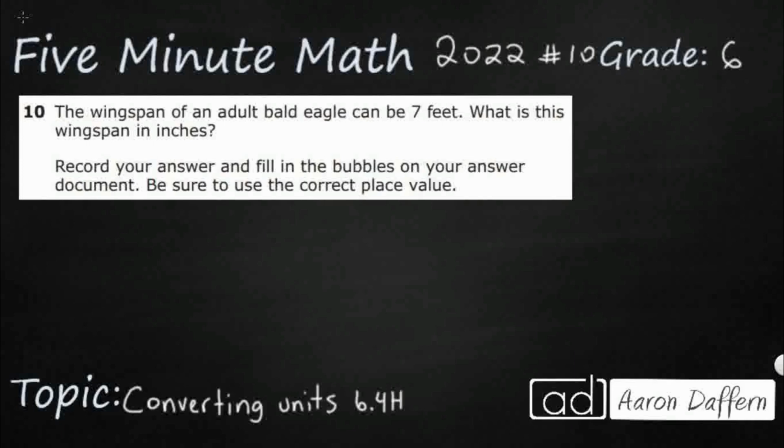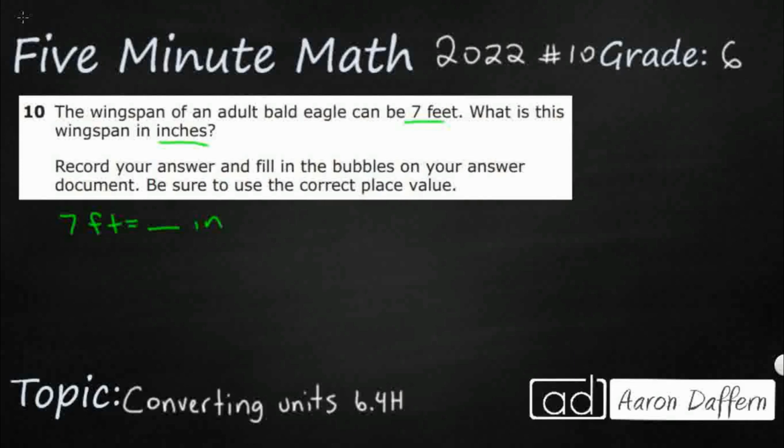So we've got the wingspan of an adult bald eagle can be 7 feet. What is this in inches? And that's it. We simply need to change 7 feet into inches. All right. So let's see if we can do this.